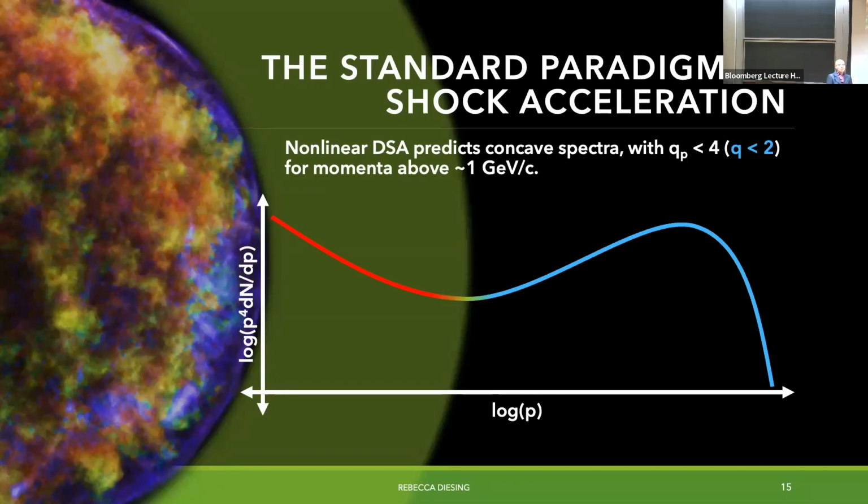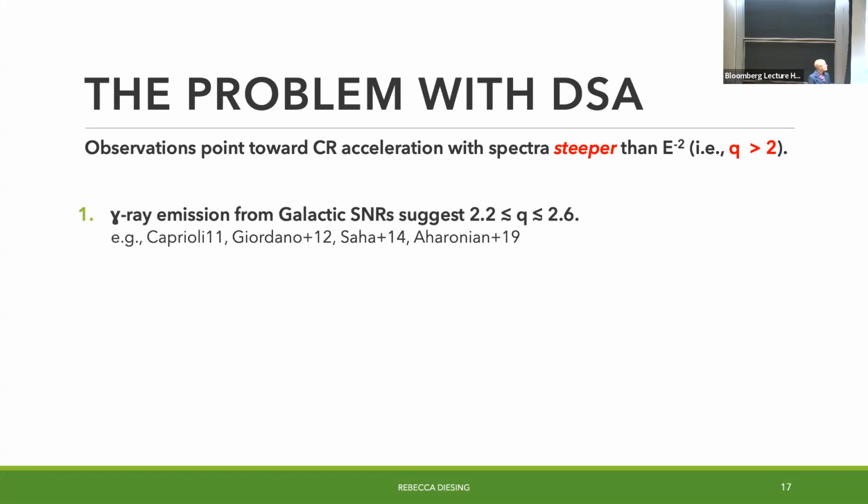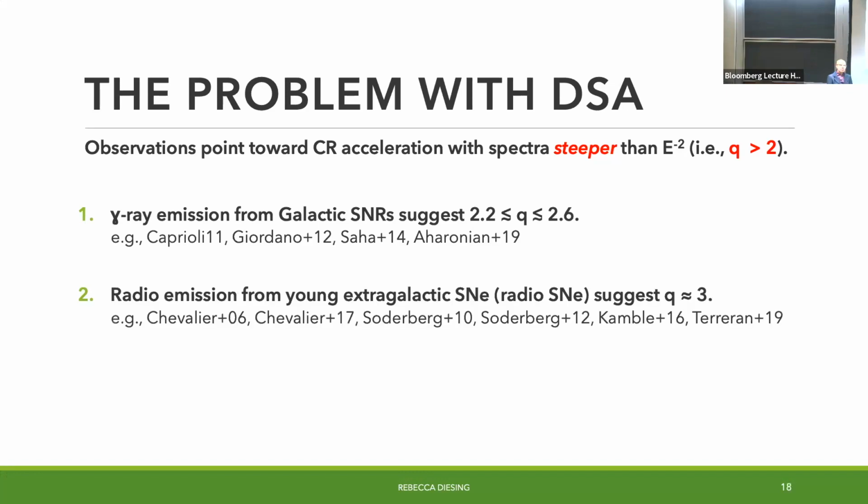And this is where we start to run into problems, because if you look toward observations, they point in the opposite direction. We have a number of observations that indicate that cosmic ray acceleration proceeds typically with spectra that are steeper than E to the minus 2. Evidence for this includes the gamma ray emission from galactic supernova remnants. That is probing the proton spectrum, and that gives you slopes in the 2.2 to 2.6 range. We have radio emission from young extragalactic supernovae. These are also called radio supernovae. They have very steep spectra, E to the minus 3 or so.